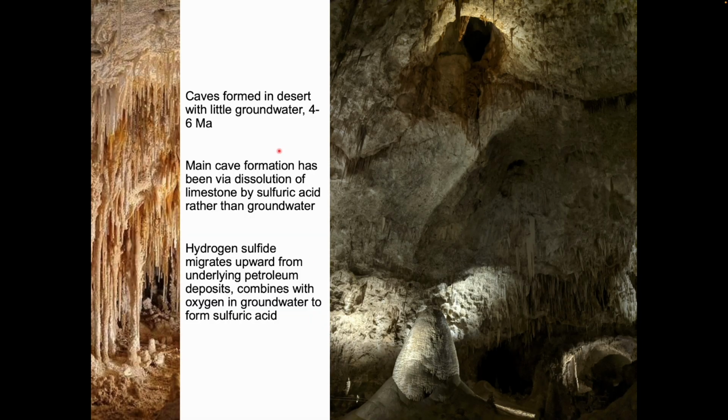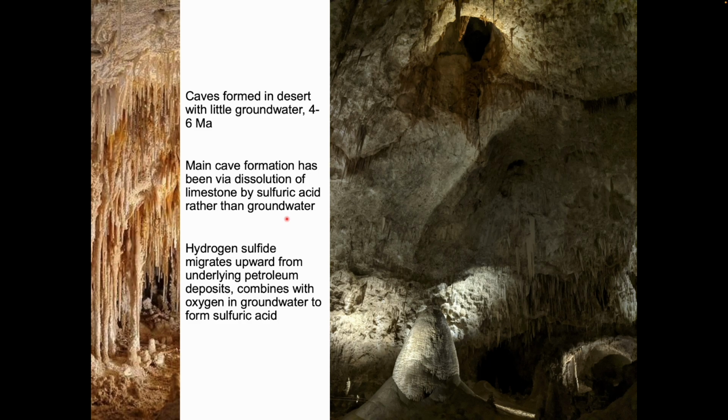Now, notice that Carlsbad Caverns is located in New Mexico, in the middle of the desert. How does such a large cave form in a dry environment? Well, it formed over about 4 to 6 million years, which is pretty quick for cave formation. But the main cave formation has been via dissolution of limestone, as is expected, by sulfuric acid dissolved in groundwater, rather than carbonic acid dissolved in groundwater.